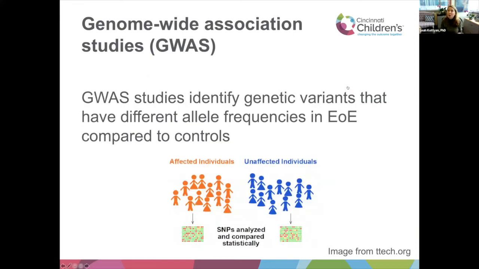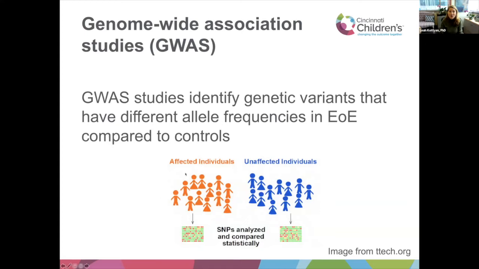To understand which of these genetic variants are associated with eosinophilic esophagitis, we perform genome-wide association studies, and we call them GWASs. These studies identify those genetic variants that have different allele frequencies in patients with EoE compared to groups of people who do not have EoE.